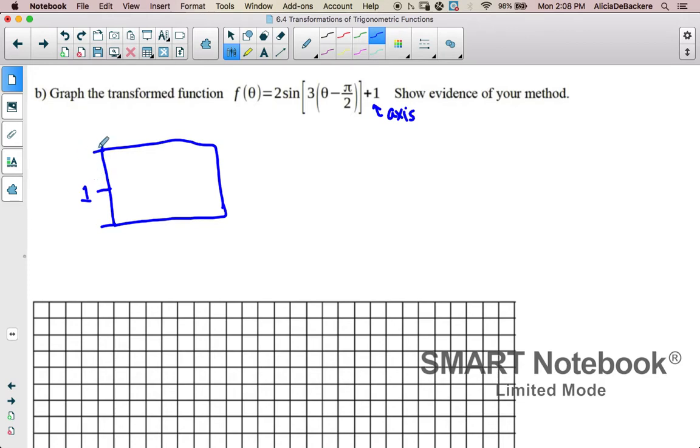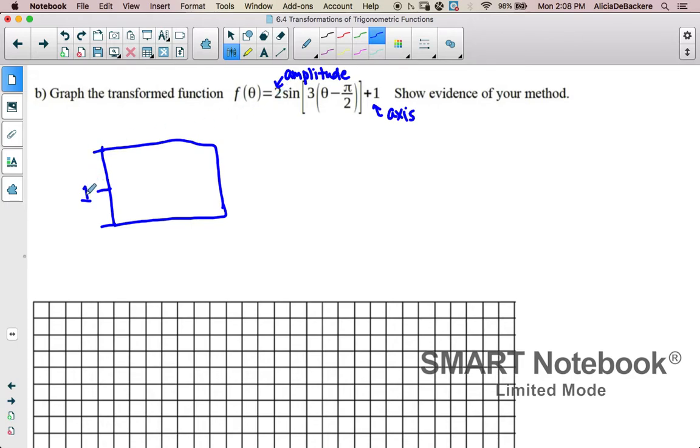Then I need to figure out the maximum and the minimum. Now that is going to be changed by that vertical stretch. Remember the vertical stretch, my amplitude of my regular sine curve is 1, but my amplitude is now going to be stretched or multiplied by 2. So the amplitude is actually the same as this A value out front here.